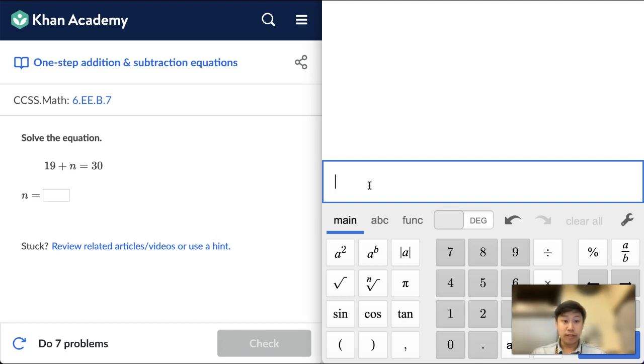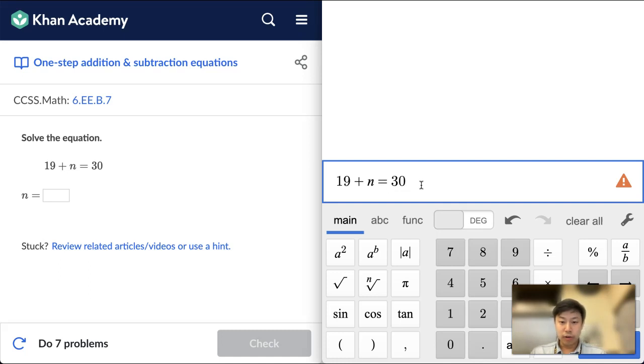The reason this is so important, even though you can do it in your head, is that when you get to the more complex equations, I promise you, this is going to save you a bunch of time in the long run. There's nothing wrong with doing something in your head. But for the more complex equations, you'll see why you need to see these steps. So 19 plus n equals 30.